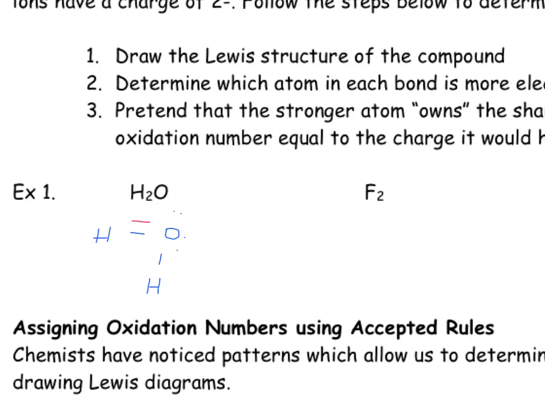Because oxygen is more electronegative than hydrogen, we are going to pretend that it actually steals the electrons it is sharing with the hydrogens completely. That means that the oxygen will steal 1 electron from this hydrogen, 1 electron from this hydrogen, meaning that it would have a charge of 2-. So we give it an oxidation number of -2. Because the hydrogens have effectively lost an electron, we give it an oxidation number of +1.